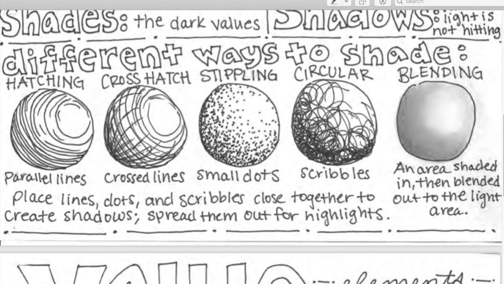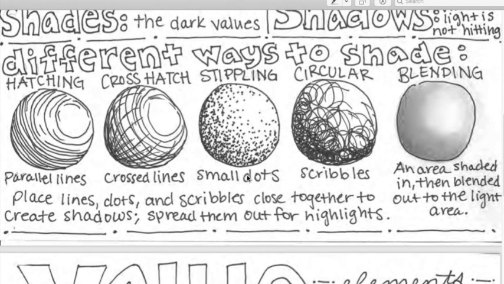Some different ways that you can shade. We've got hatching, which is parallel lines that create the idea of tints and shades or highlights and shadow. We've got cross hatching, which is crossed lines, so they make their lines one direction and then they cross them in the opposite direction to show shadow and highlight.